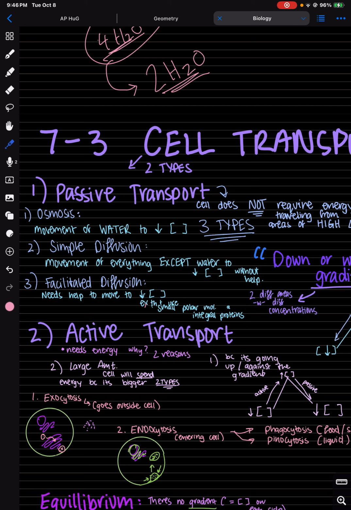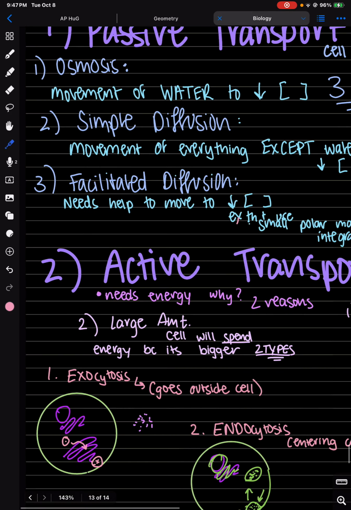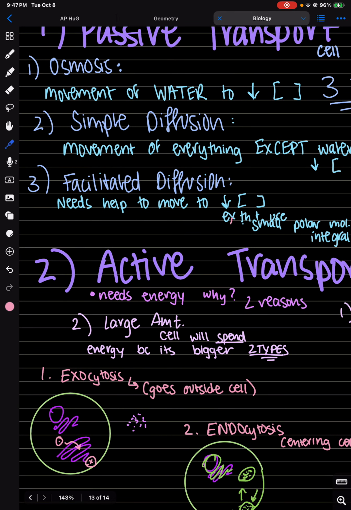Another reason why active transport needs energy is because of large amounts of materials or large sizes of materials. Let me explain. There are 2 types of this. There's exocytosis, which means it goes out of the cell, and then endocytosis, which means it enters the cell.